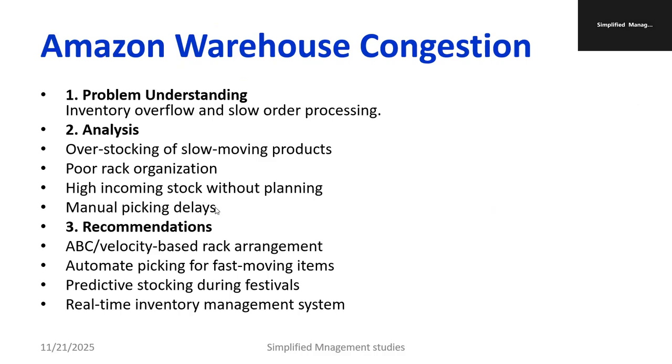Recommendations: velocity-based rack arrangement or ABC-based rack arrangement, then automate picking for fast-moving items. That is another recommendation. Predictive stocking during the festival season, and a real-time inventory management system. These are the major recommendations from this side.